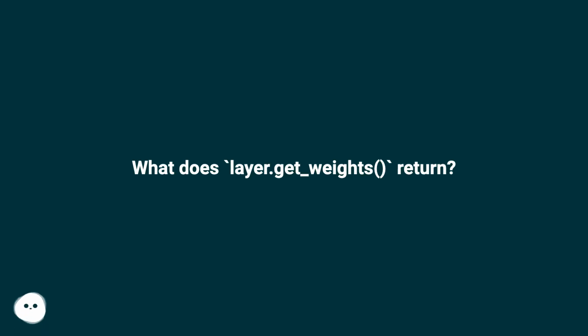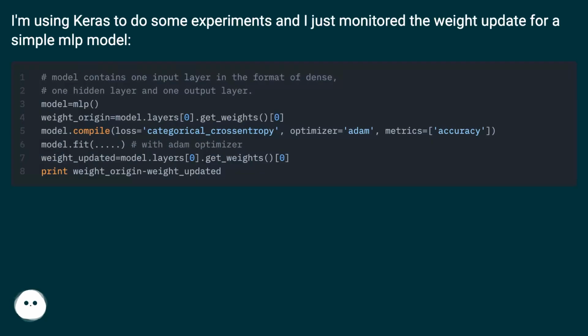What does layer.get_weights return? I'm using Keras to do some experiments and I just monitored the weight update for a simple MLP model.